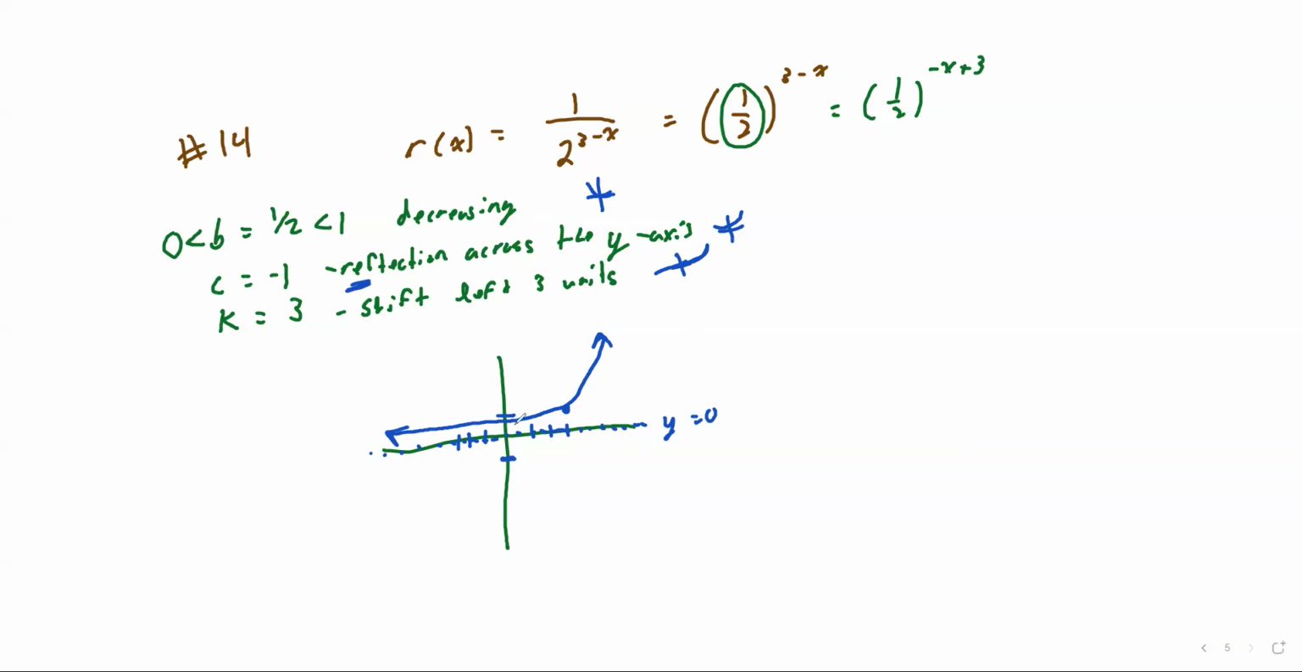Y-intercept, I don't think it ever asked specifically for it, but you could always plug in 0 into the function and then just see what it is. In this situation, that's going to be 1/8. So the point was 0, 1/8 or something like that.